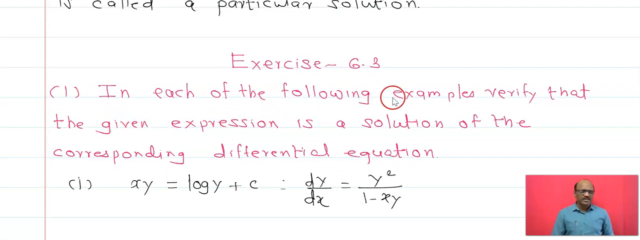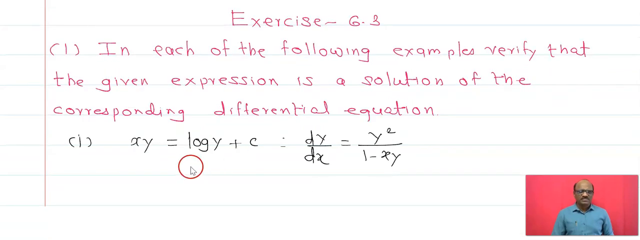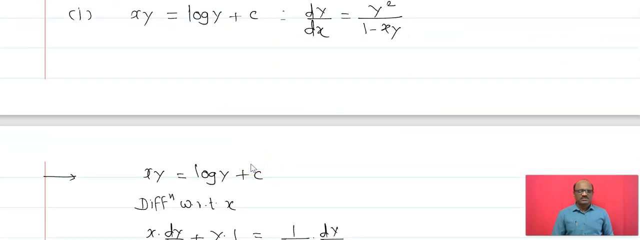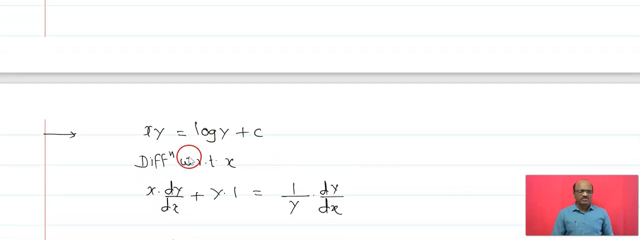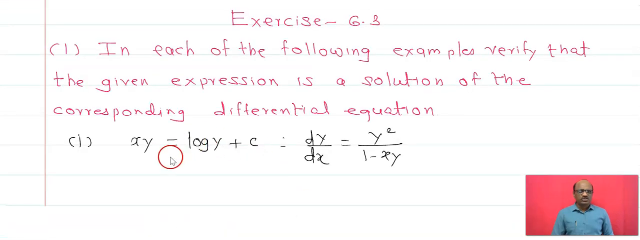In each of the following examples, verify that the given expression is a solution of the corresponding differential equation. Now we will verify this. xy is equal to log y plus c. Therefore, dy by dx is equal to y square upon 1 minus xy. Now see here, xy is equal to log of y plus c. This is a solution of this differential equation.